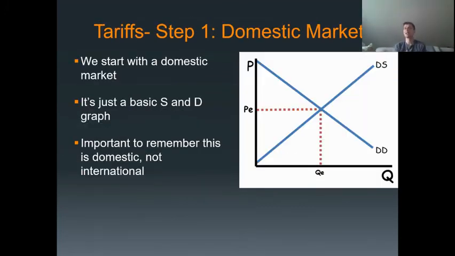The last thing you have to know has to do with tariffs and world trade and what they look like when you examine a domestic market. So first, we have a domestic market. See here, basic supply and demand curve. And once again, it's important to remember that this is a domestic market. Equilibrium is set by supply and demand.